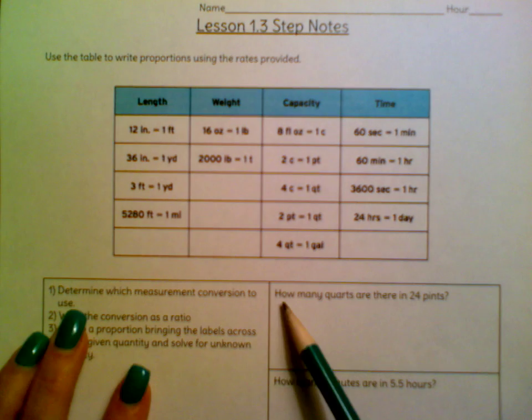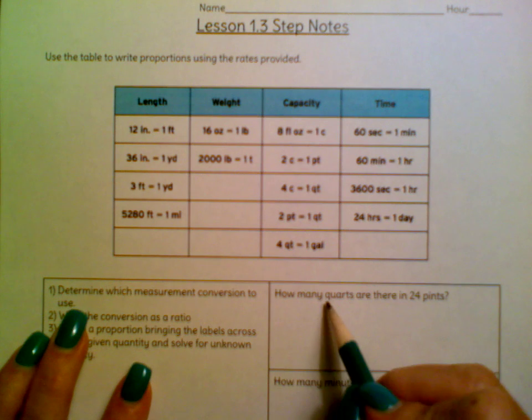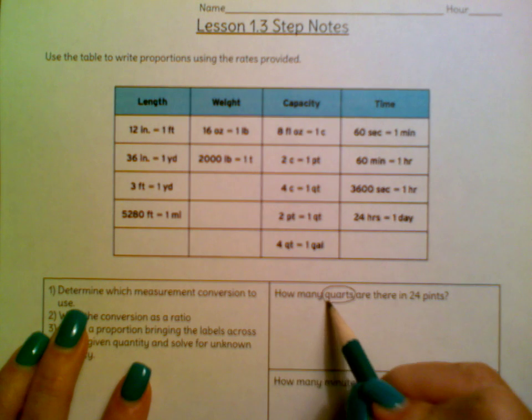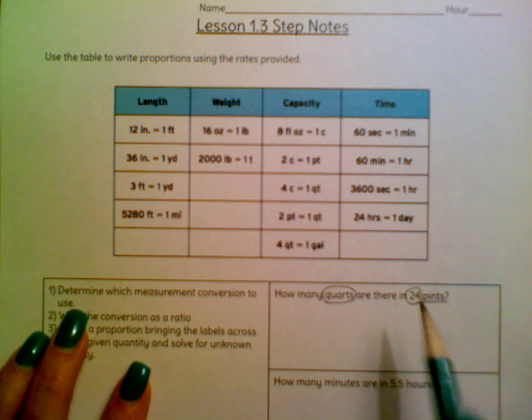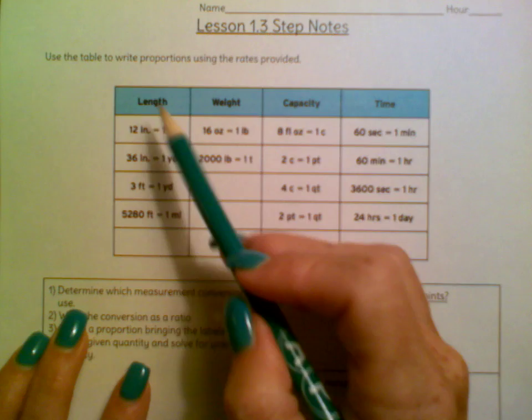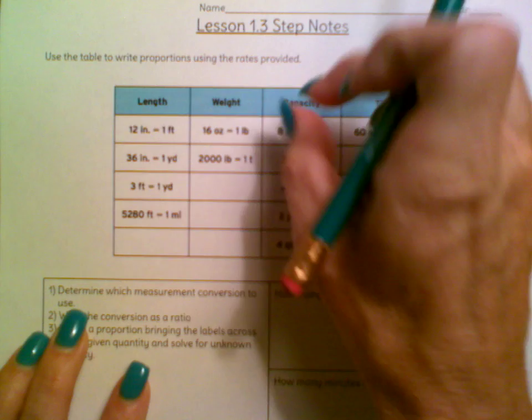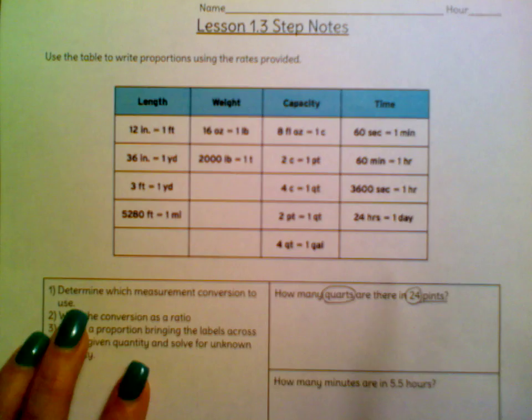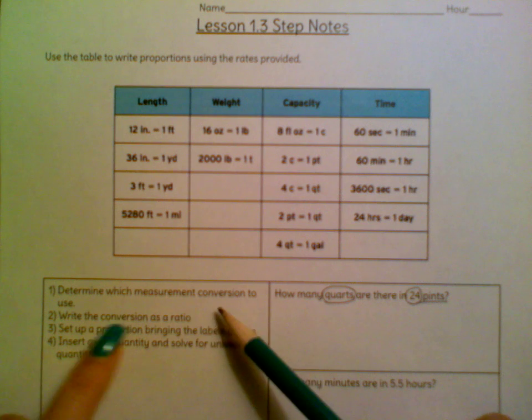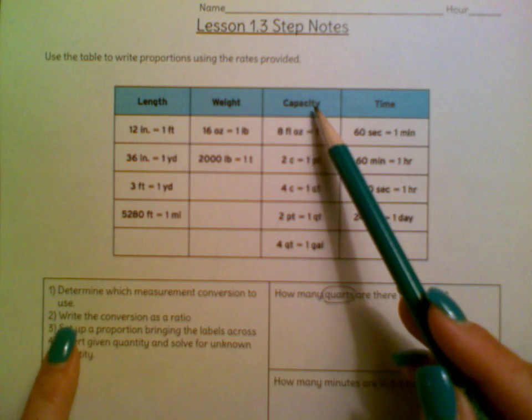So we're going to first look at the first problem. How many quarts are there in 24 pints? So I'm looking at these labels to see which one of these it is, and that would be capacity. So I only need to look at this portion of my table. So determine which measurement conversion to use. We're going to use capacity.